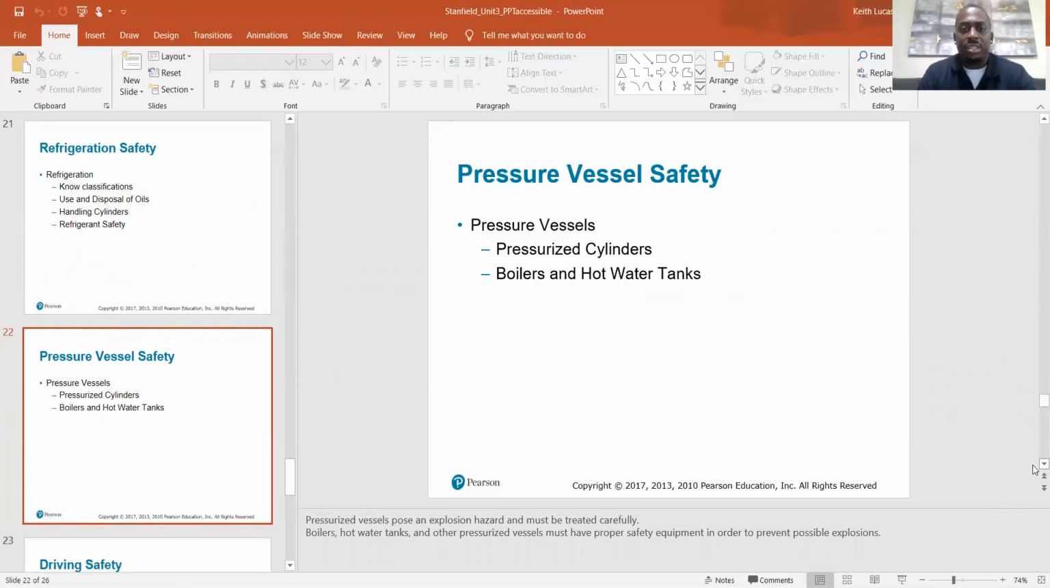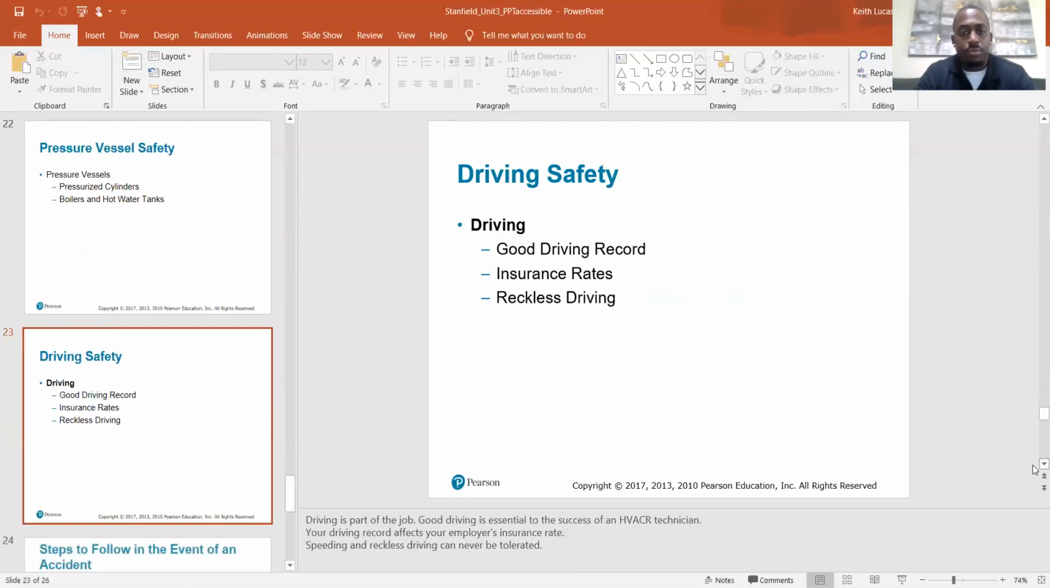Okay, pressure vessel safety. Pressurized vessels pose an explosion hazard and must be treated carefully. Boilers, hot water tanks, and other pressurized vessels must have proper safety equipment in order to prevent possible explosion. Driving safety. Driving is a part of your job. Good driving is essential to the success of an HVAC technician.